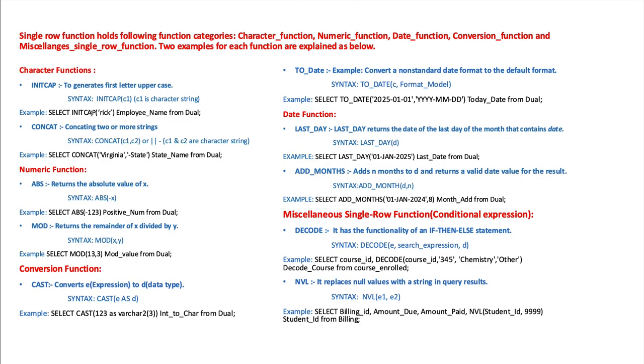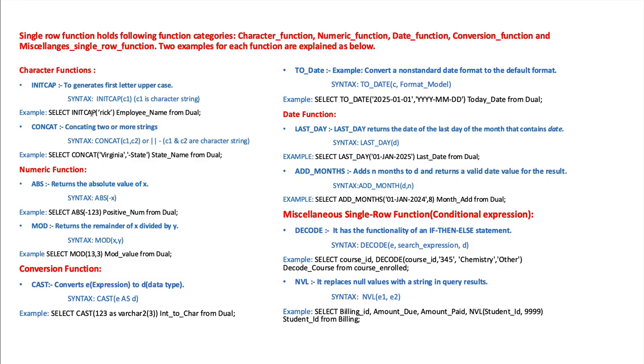Single row function holds the following function categories. First one is character function, second one numeric function, third one date function, fourth one conversion function, and fifth one miscellaneous single row function. This function replaces conditional expression. Let me explain one by one.